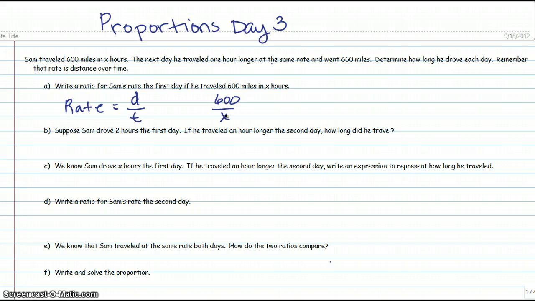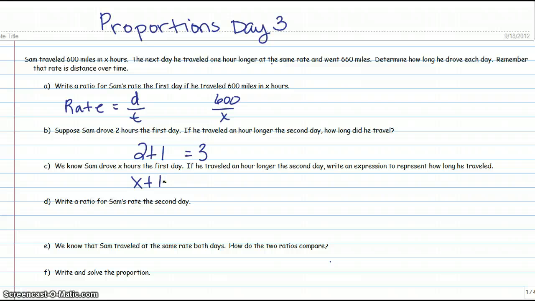So suppose Sam drove 2 hours the first day. If he traveled an hour longer the second day, how long did he travel? Well, he traveled 2 plus 1, which is 3. We know Sam drove X hours the first day. If he traveled an hour longer the second day, then he must have traveled X plus 1 hours the second day. So write a ratio for Sam's rate the second day.